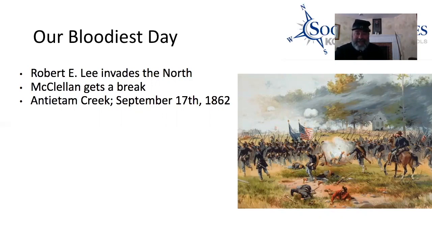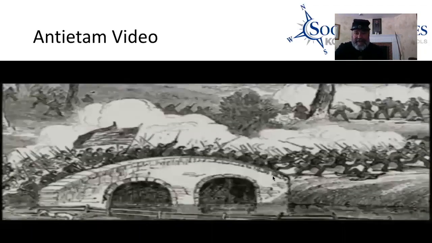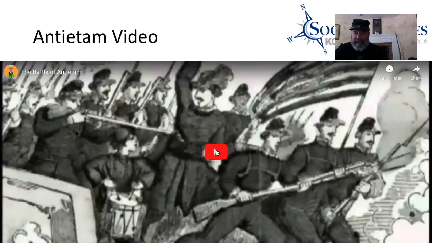And so, McClellan basically writes to Lincoln saying, if I can't whip Bobby Lee here, I'm just going to come home. And so he marches his army towards a village in Maryland called Sharpsburg, near a stream called Antietam Creek. And so we have on September 17th, 1862, the Battle of Antietam. And I have a brief video for you guys to check out regarding the Battle of Antietam.